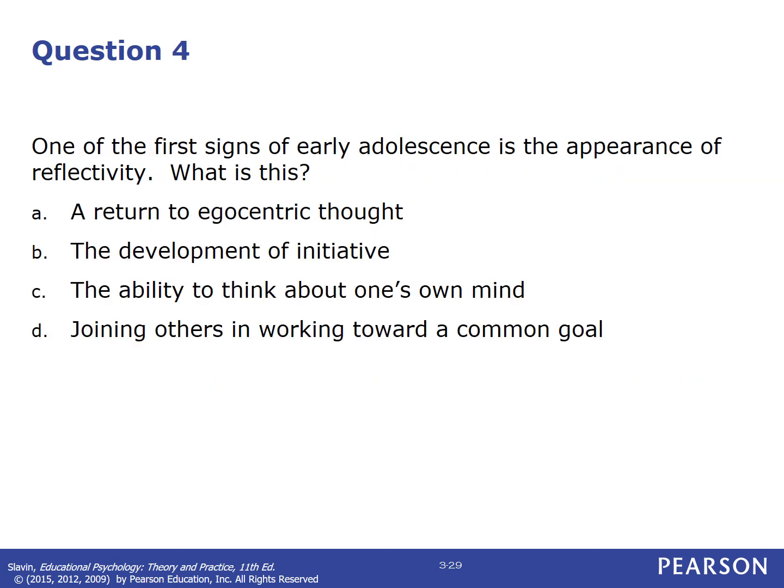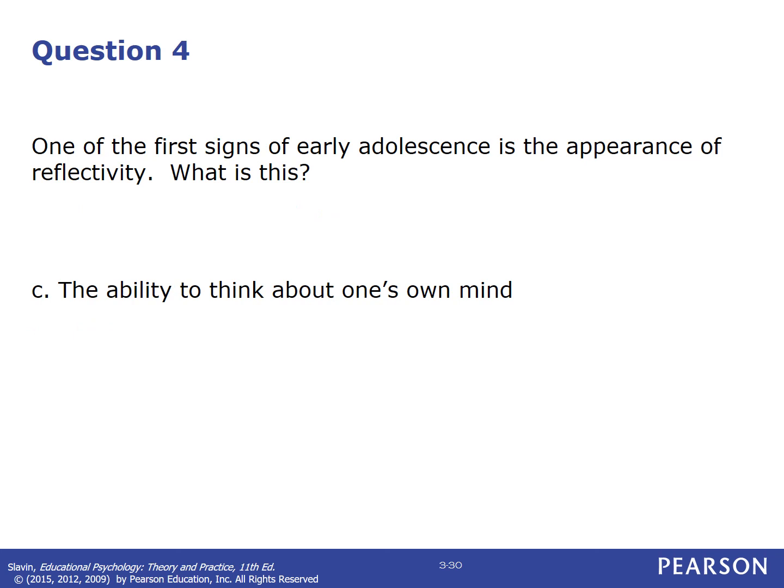Question 4. One of the first signs of early adolescence is the appearance of reflectivity. What is this? A, a return to egocentric thought. B, the development of initiative. C, the ability to think about one's own mind. D, joining others and working toward a common goal. If you said C, the ability to think about one's own mind, you would be correct.